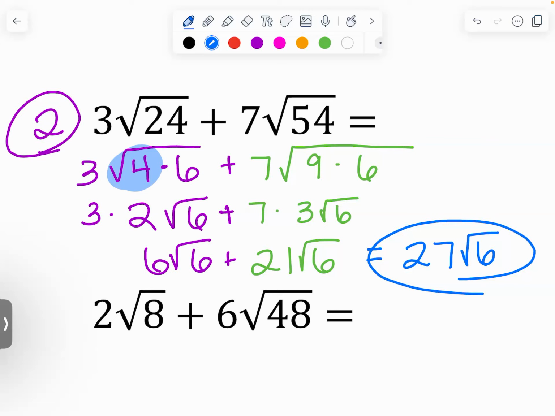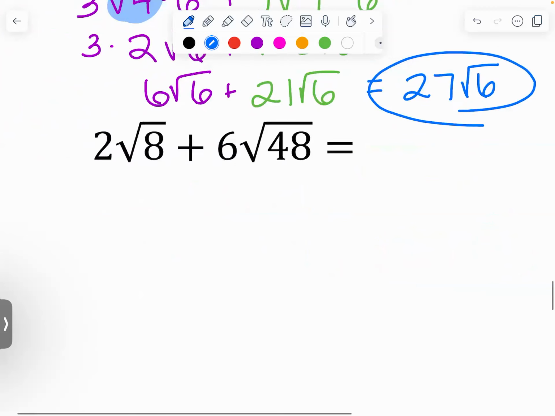And it looks like that went okay. Except for, I think group 7 forgot that 9 times 6 is 54. We had a 9 times 7 over there. It's okay.